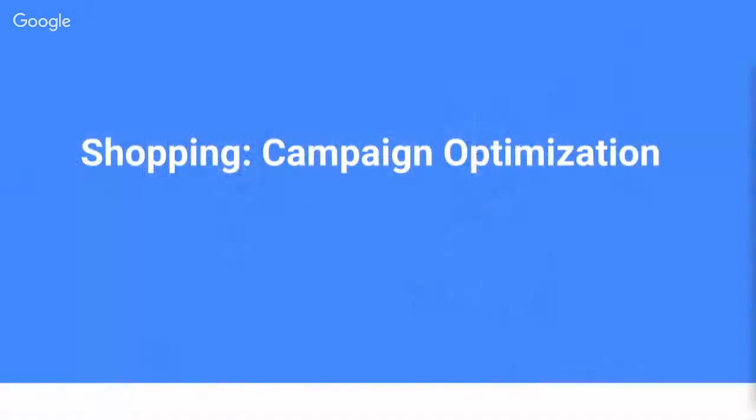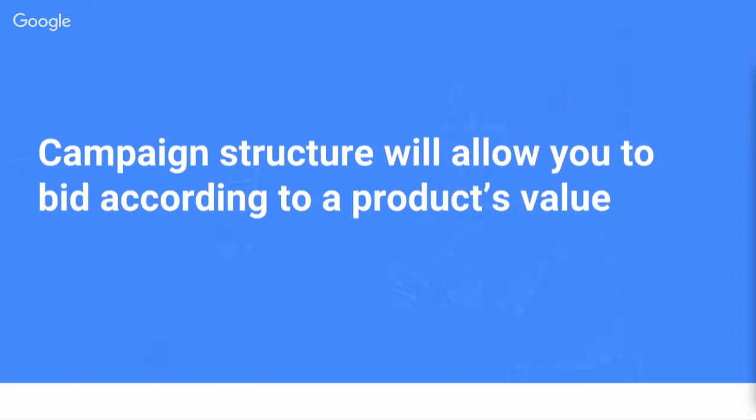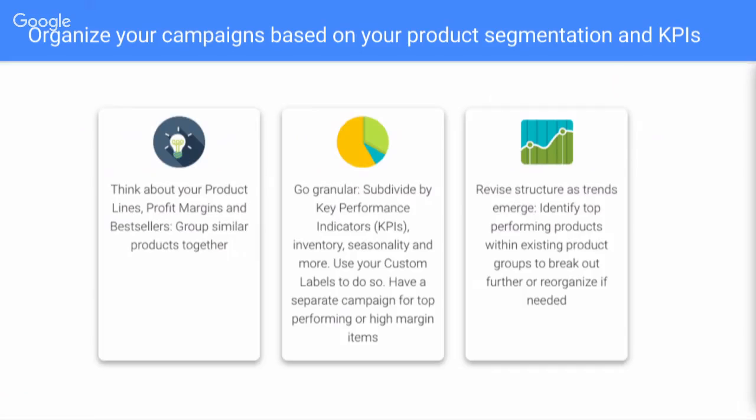Today, we're going to be talking about shopping campaign optimization. We're going to be covering two main areas: how to effectively structure campaigns based off of the account structure, and also how to best optimize your bids to maximize value. So let's get started from the structure perspective.